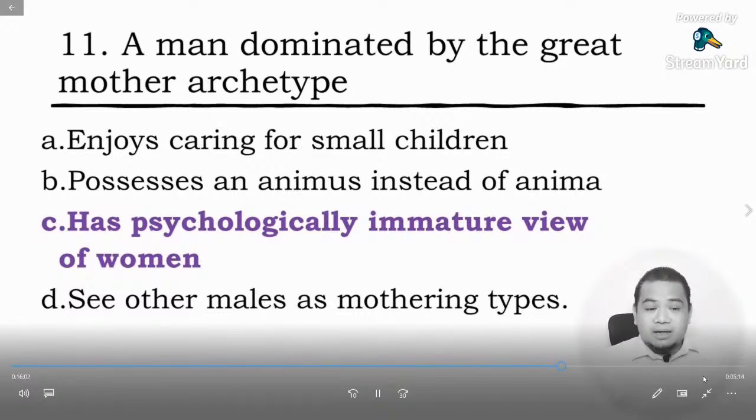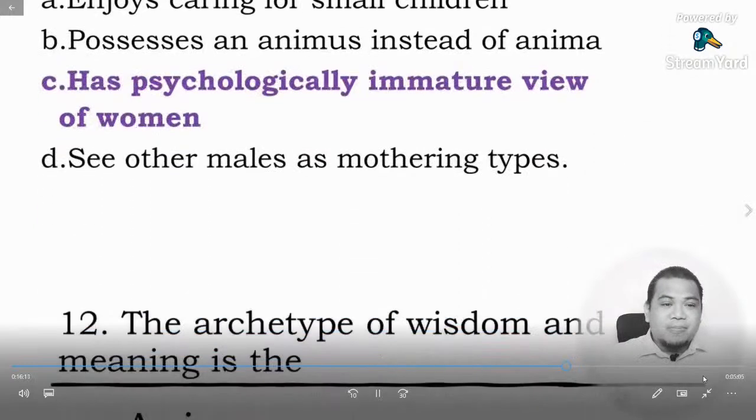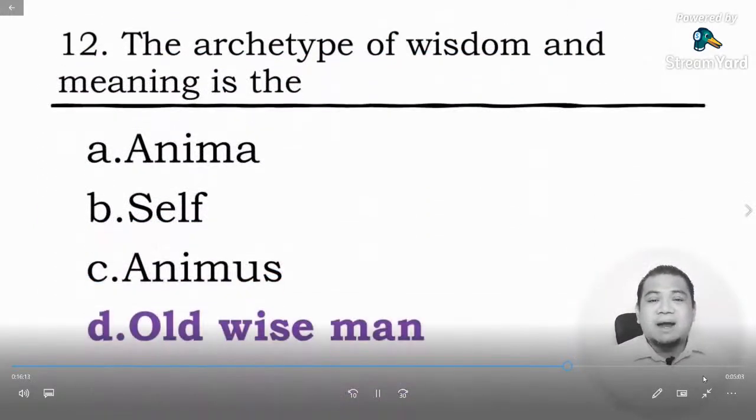Complexes are largely personal, but they may also be partly derived from humanity's collective experience. Number 12, the archetype of wisdom and meaning is the old wise man. The wise old man archetype of wisdom and meaning symbolizes humans' pre-existing knowledge of the mysteries of life.